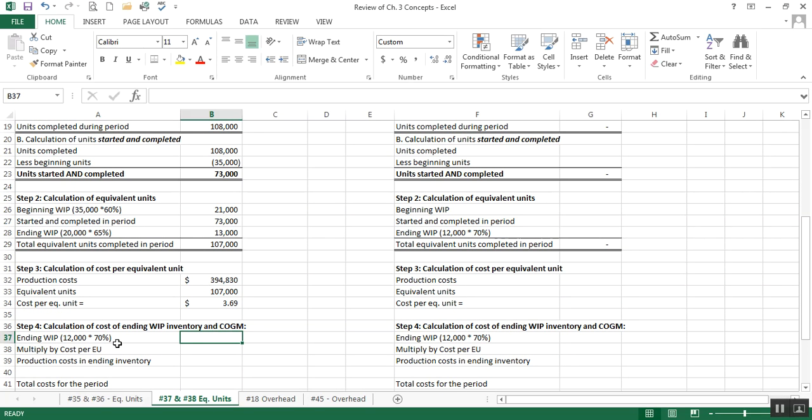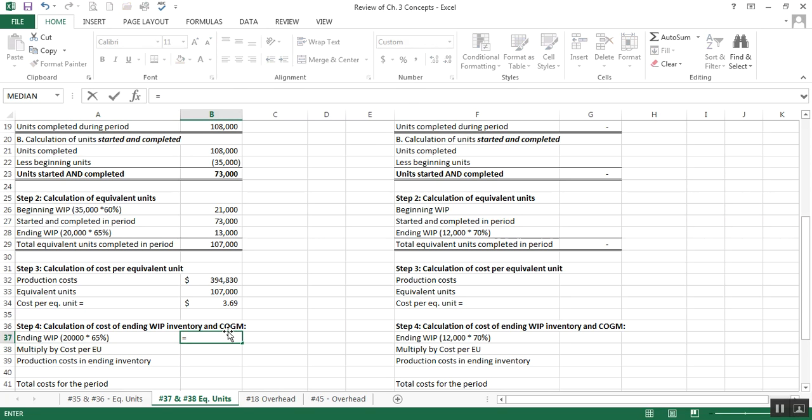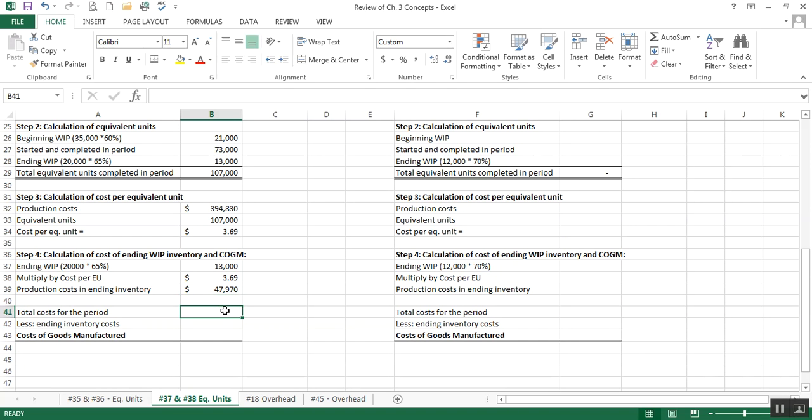And then for the final step, we're going to calculate our ending work in process, which is 20,000 times the percentage completed, which is 65%. So 20,000 times 65% completed, and our cost per equivalent unit of 3.69 gives us the cost of production that remains in our ending work in process of 47,970.